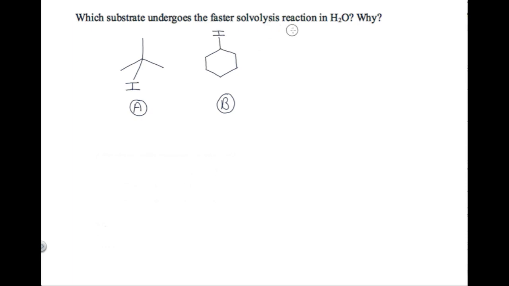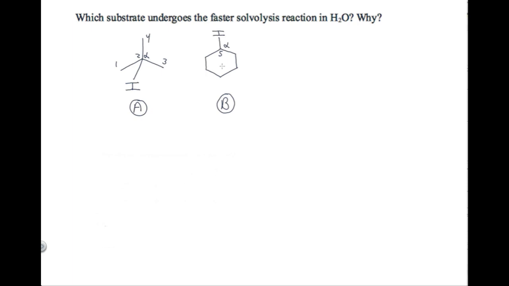Please pause the video and try this problem. Now we can discuss. I guess it would help to put in some numbers. For simplicity, it's not necessary to number these other carbons in this molecule. And I suppose it would help to identify the alpha carbon. The alpha carbon is the carbon attached to the leaving group. So carbon 2 is the alpha carbon in this picture. Carbon 5 is the alpha carbon in this picture.